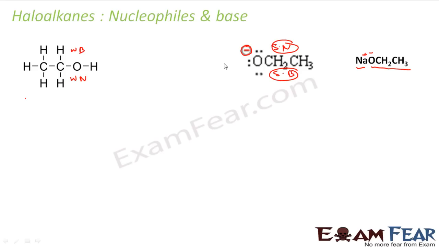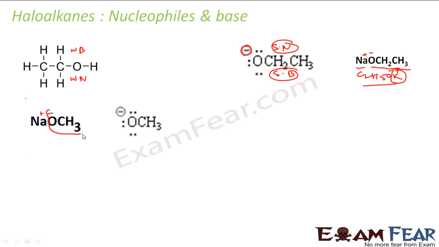Correct? So there's a difference between these two, right? C2H5OH and C2H5O minus. When you talk about C2H5O minus, you're talking about C2H5ONa or C2H5OK, or anything that gives O minus, because it is a polar bond here. Now if you see NaOCH3, that is nothing but CH3O minus and Na plus. It has a negative charge, so it's a strong nucleophile. And it's a strong base, right? Because it's a conjugate base, it's a strong base.